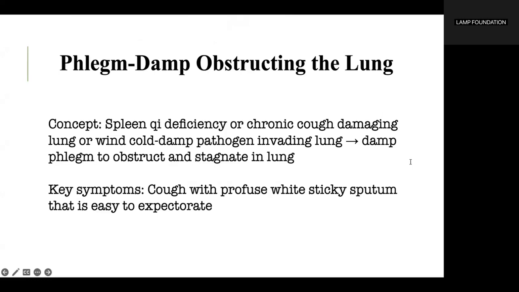This means that in chronic conditions, when there is damp phlegm in the lung, the spleen must also be tonified at the same time. The presence of damp phlegm will block the spleen and lung chi mechanism, and this blockage can then lead to the further formation of phlegm dampness. This is due to spleen chi deficiency or chronic cough damaging the lung, or a wind cold damp pathogen invading the lung, all of which lead the damp phlegm to obstruct and stagnate in the lung. Key symptoms: cough with profuse white sticky sputum that is easy to expectorate.